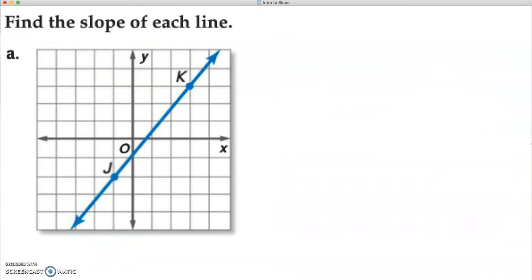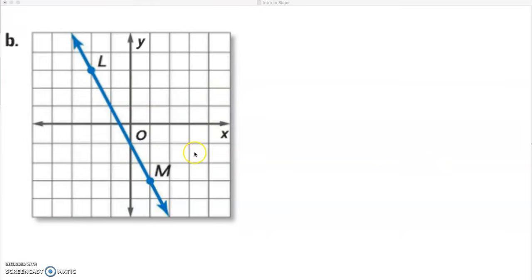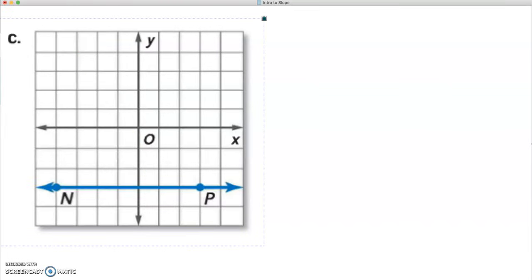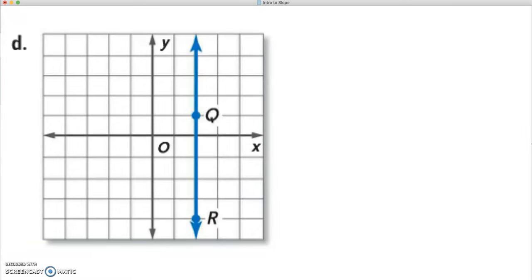All right, the next few problems are on your own. Make sure you graph these lines so that you have these perfect points to be able to do the slope formula. This is the next example for line LM. The next example, line PN or NP. And the last example for line QR.